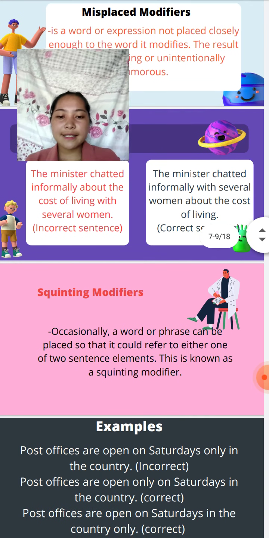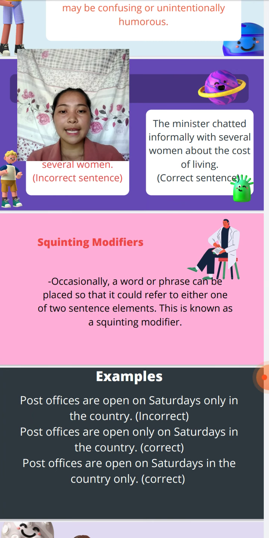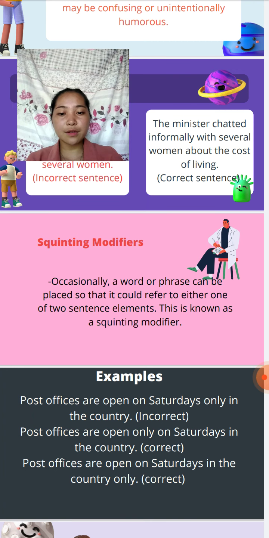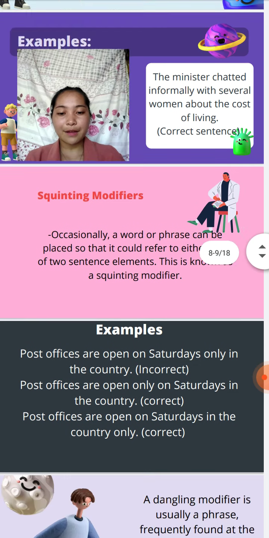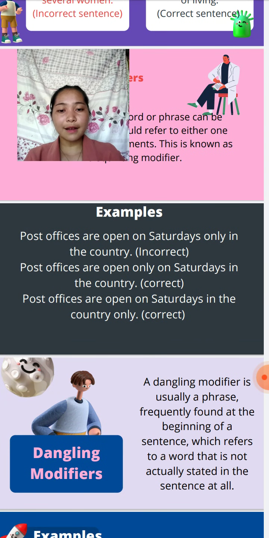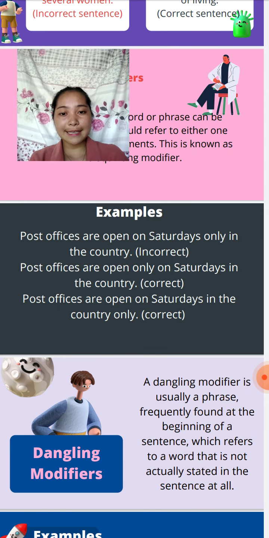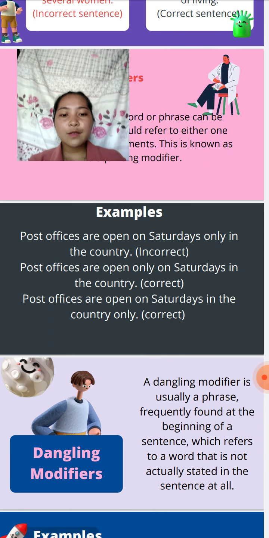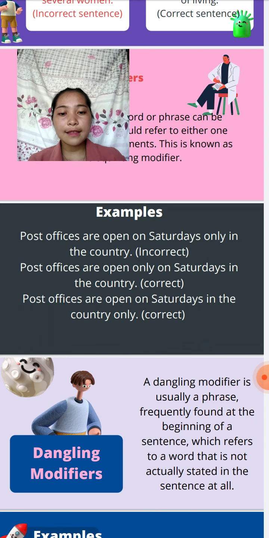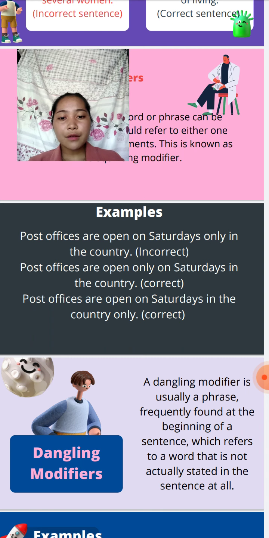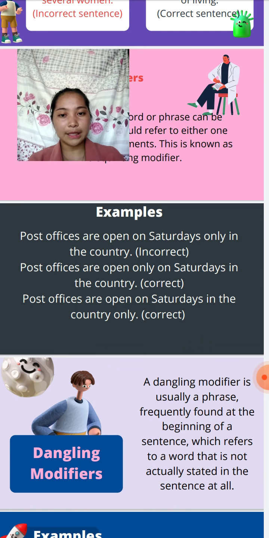Okay? Next, squinting modifiers. Occasionally, a word or phrase can be placed so that it could refer to either one of two sentence elements. This is known as a squinting modifier. So, examples. Post offices are open on Saturdays only in the country. So, this sentence is the incorrect one. So, the correct sentence is post offices are open only on Saturdays in the country. And another correct sentence, post offices are open on Saturdays in the country only.